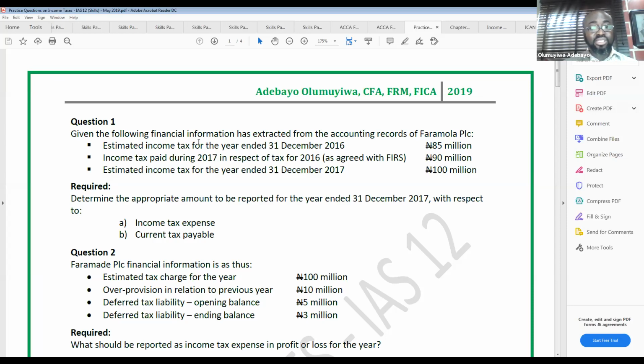We are required to determine the appropriate amount to be reported for the year ended at 4 December 2017 with respect to the following: income tax and current tax payable. Now, can we try to attempt the question?